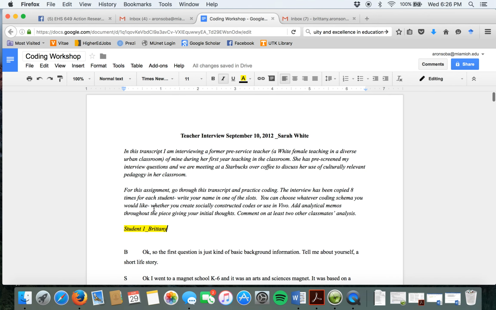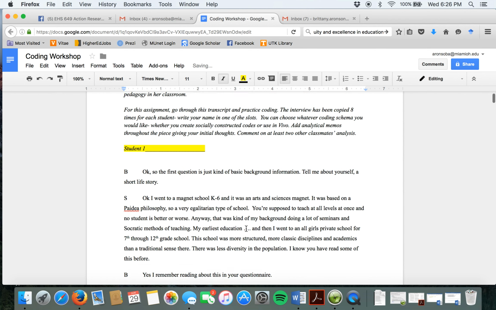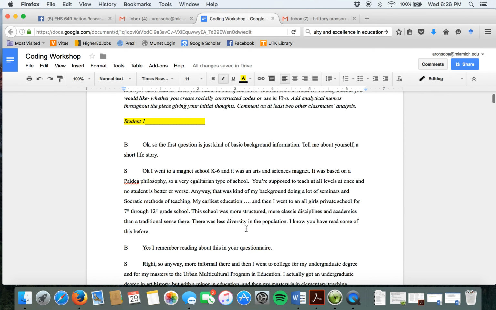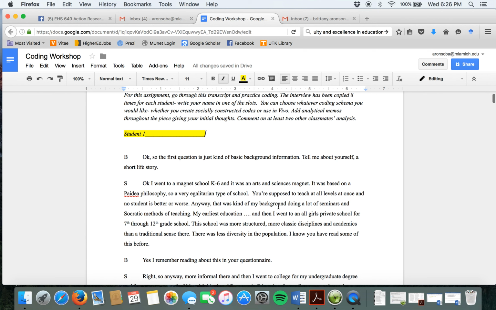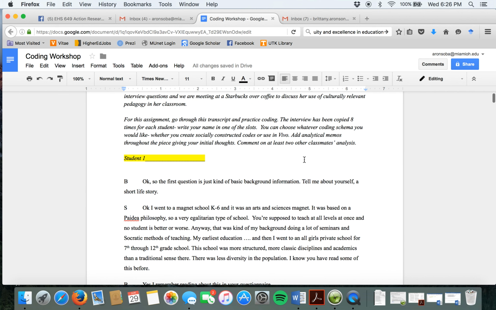What I want you to do is go through and practice coding. You can use any of the methods that Stringer talks about, and organize this however you want. You can use in vivo, the way that I used in vivo or socially constructed codes, or you can come up with any type of coding system. Use what you need here. If you need to color code things, underline, or add comments, use this Google Doc. It's a live document.